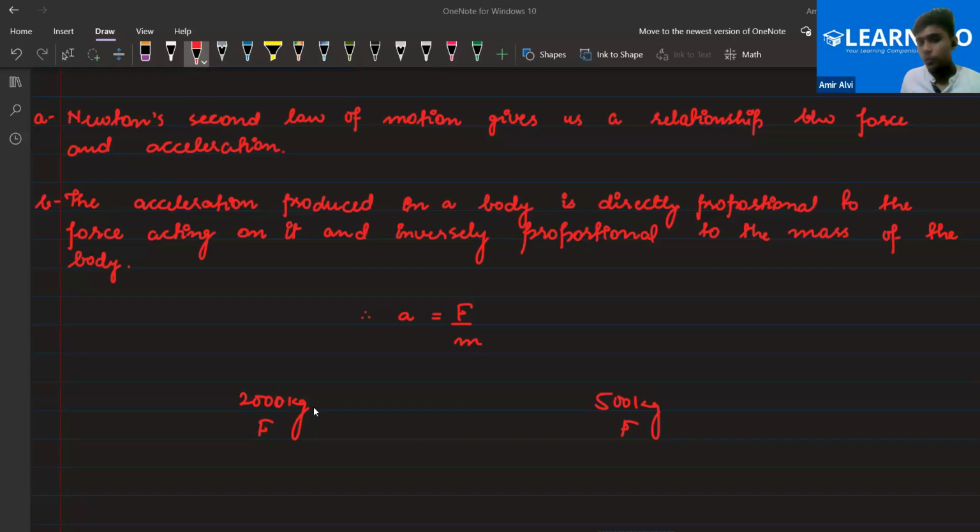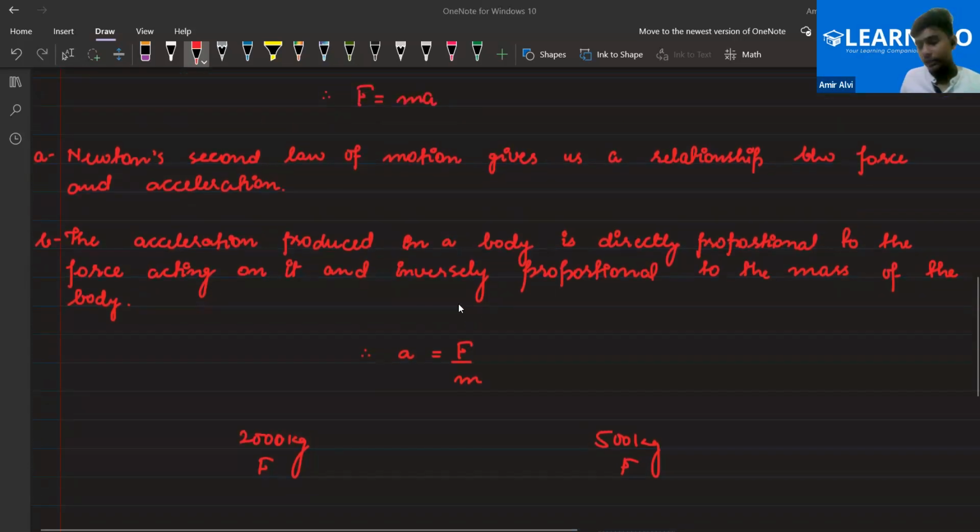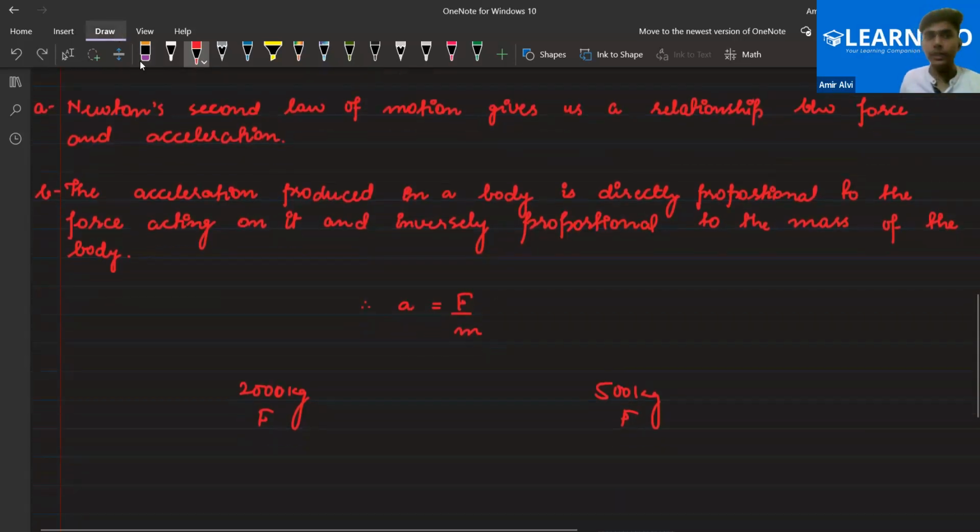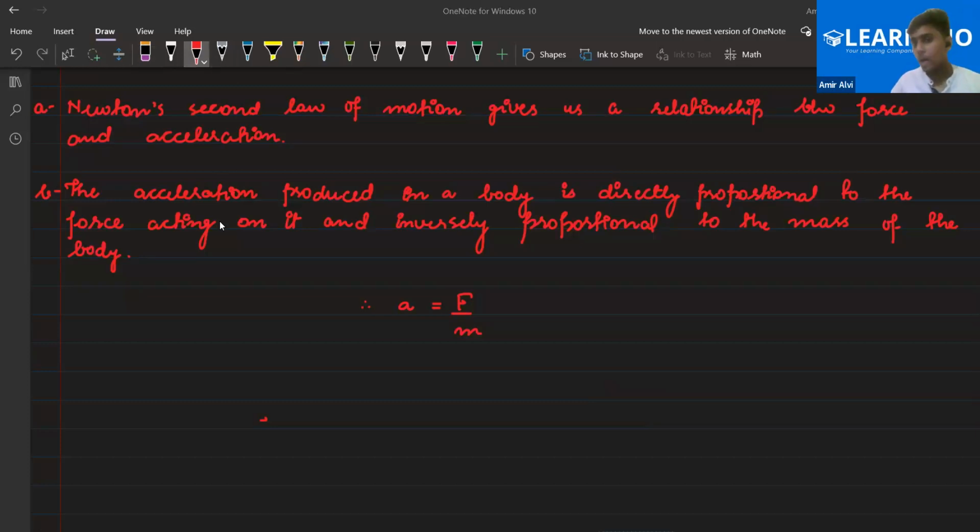So that's what this line is saying. It is directly proportional to the force and inversely proportional to the mass, right? Is this clear to all of you? It is very, very important. If the mass of the body is doubled, the acceleration will be half, but the force should remain the same in both conditions.